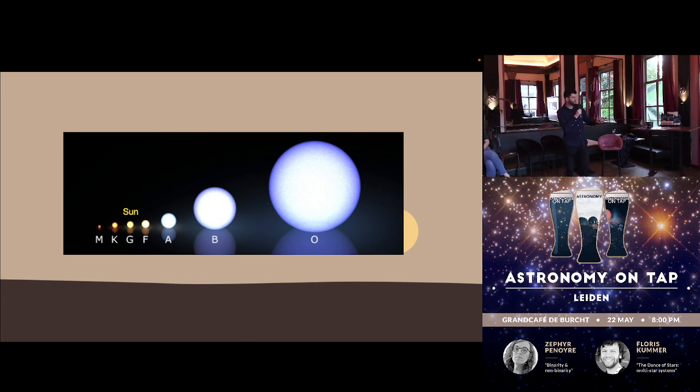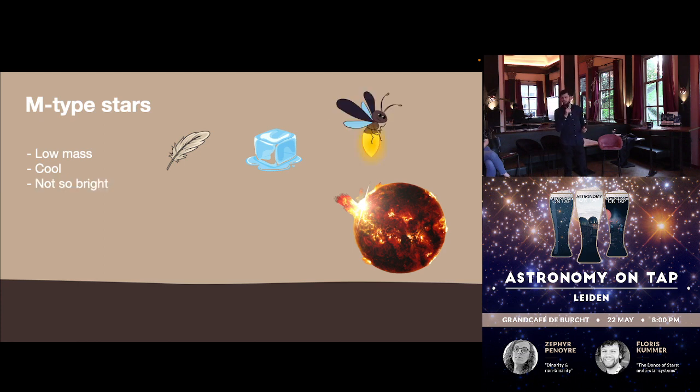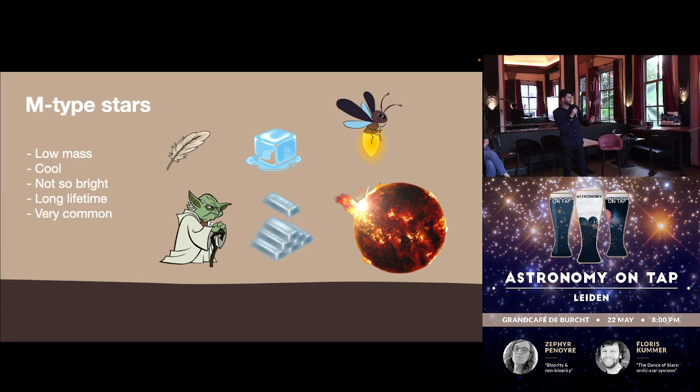Now, apart from size and color, there are many other differences between these stars as well. So let's compare the small and red M-type stars to our sun. They're also much lighter. They're also much cooler, but still their surface is hot enough to even boil iron. They're much dimmer. They live very, very long, so up to hundreds of billions of years. And they're very common. So about 3/4 of all the stars in our Milky Way are these M-type stars.